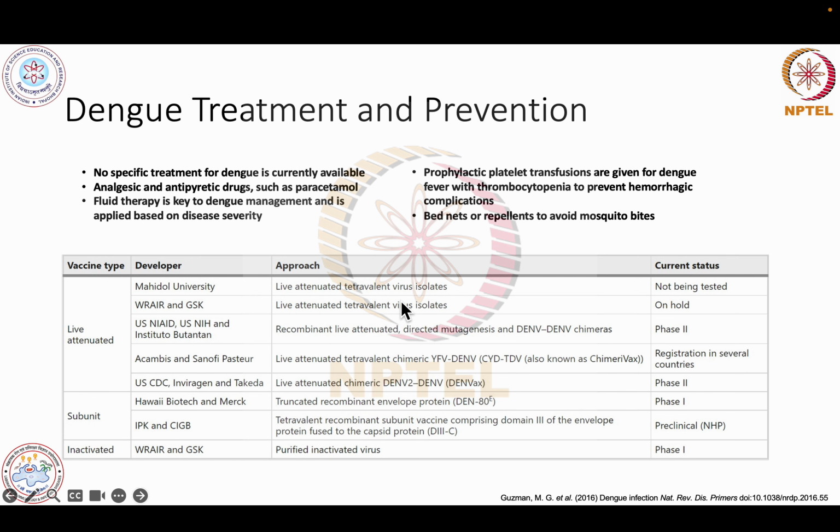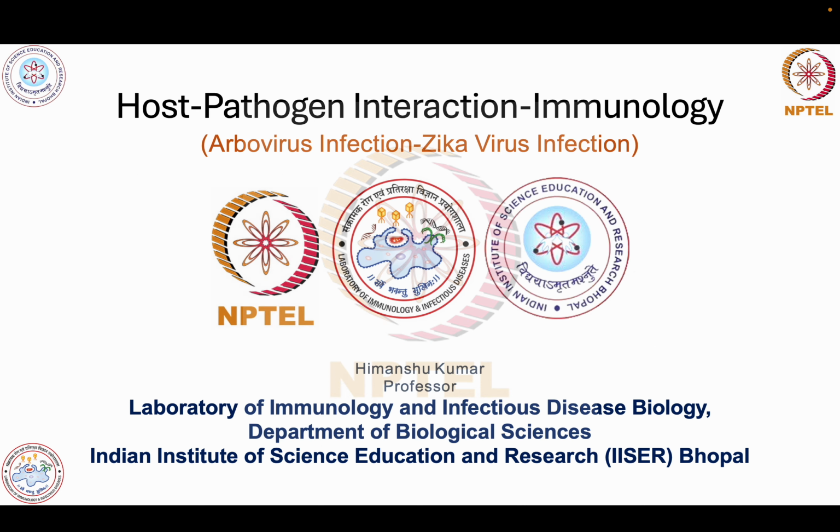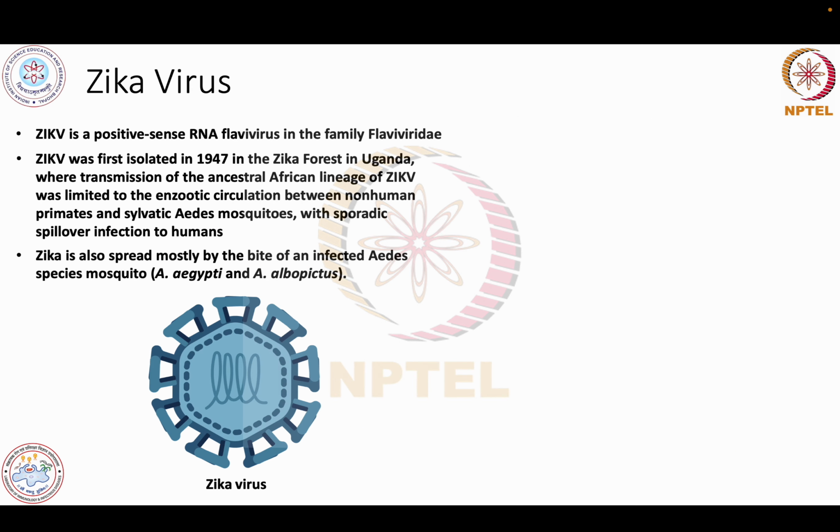Dengue treatment and prevention: no specific treatment for dengue is currently available. Analgesic and antipyretic drugs such as paracetamol are used. Fluid therapy is key to dengue management. Prophylactic platelet transfusions are given for dengue fever with thrombocytopenia to prevent hemorrhagic complications.